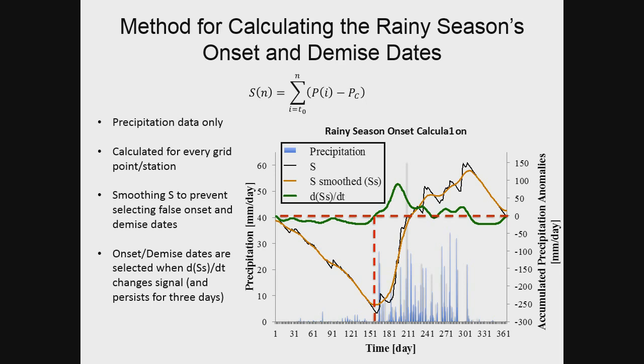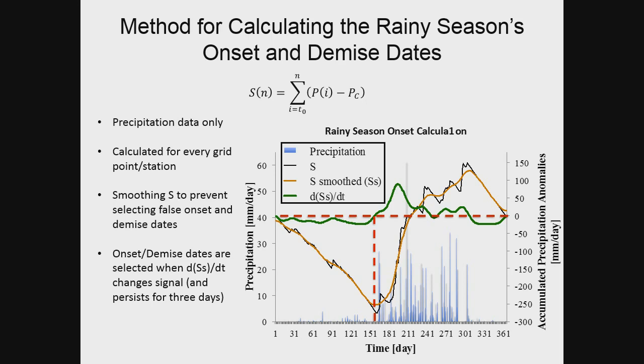So if you start this calculation in the dry season, here's a time series, the blue is precipitation. If you start in the dry season, you start with negative values and they accumulate. And once the rainy season starts, there's an inflection in that black curve there. So I smoothed that black curve to avoid early onsets like these points. And then I take the first derivative of that orange curve, which is the green one.